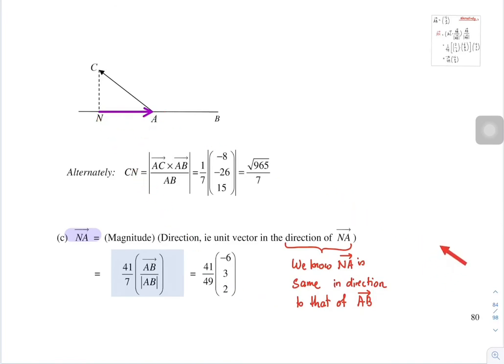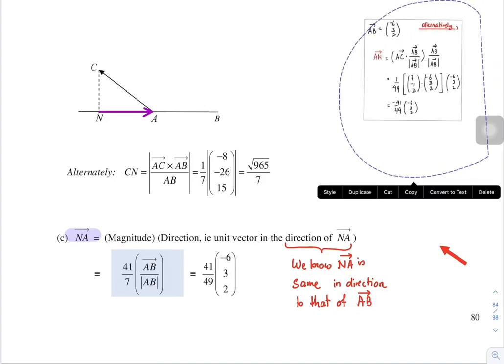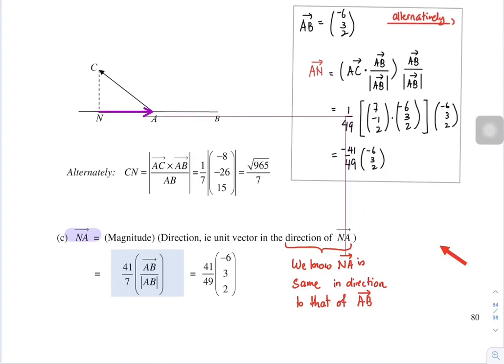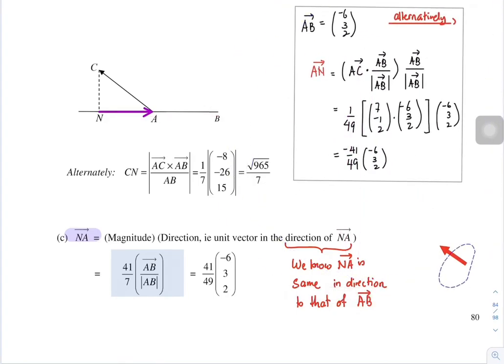Now alternatively, we can always find AN. Alright, so we can always find AN by using the formula that I've shown you before to find the projection vector. Alright, but if you found AN, you realize that AN is actually negative of NA. Alright, so to find the final result NA, you just negative of this vector, you will be able to get NA itself.